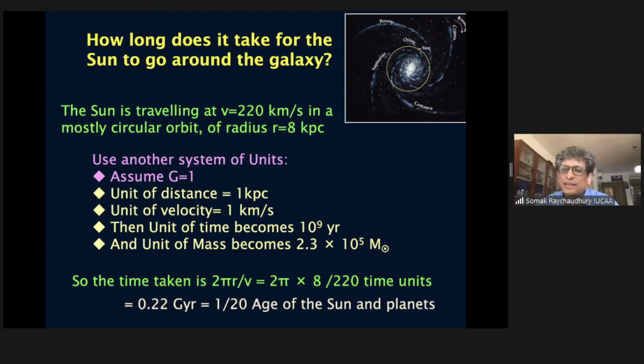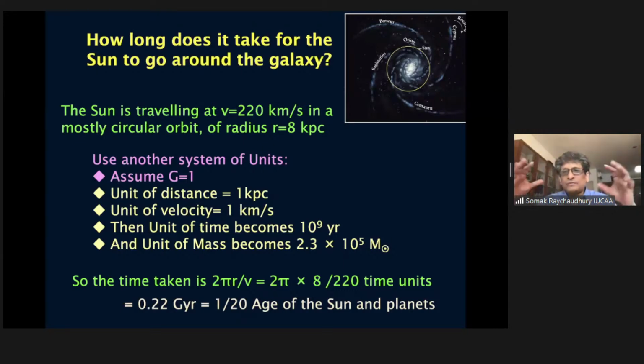It's about 1/4 of a giga year for the sun to go around the galaxy. How long has the sun been alive? How long in existence? The sun has been in existence for 4.5 times 10 to the 9 years. So in its lifetime, it has gone around the galaxy about 20 times. And it will go around the galaxy another maybe 25 or 30 times.